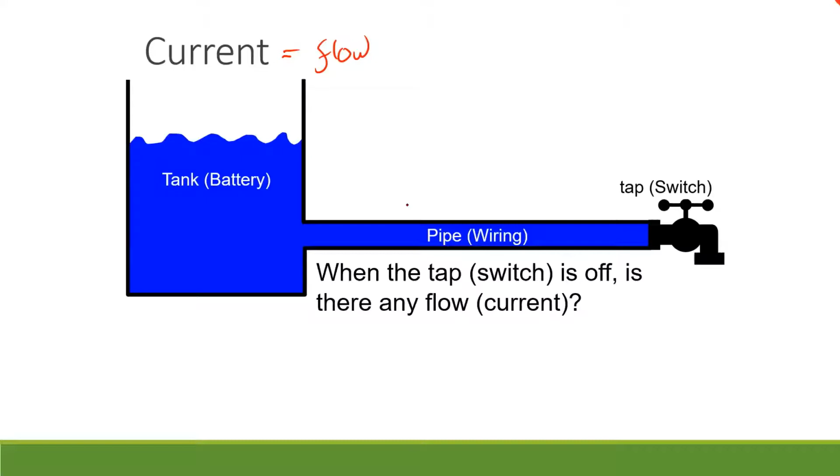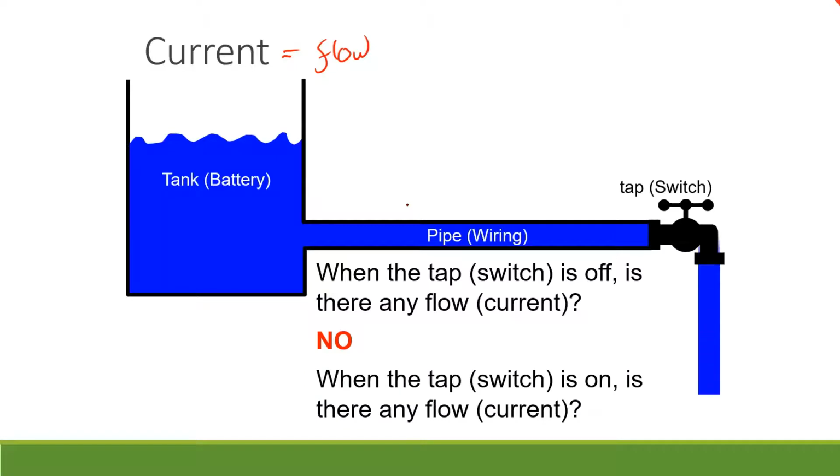When the tap is off, is there any flow? When the tap is off, can you guys see any water flowing? No. Nope. Beautiful. Thanks, Dina. Yep. No flow. No current. Perfect. If I open this tap up, suddenly there's a big flow of water.